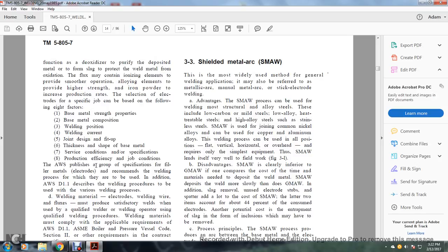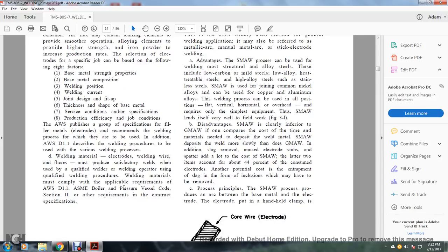The American Welding Society publishes a group of specifications for filler metals and electrodes, with recommendations for the welding process for which they are to be used. In addition, the American Welding Society D1.1 describes the welding procedure to be used for the various welding processes. The welding materials, electrodes, welding wire, and fluxes must provide a satisfactory weld when used by a qualified welder, welding operator, using a qualified welding procedure.